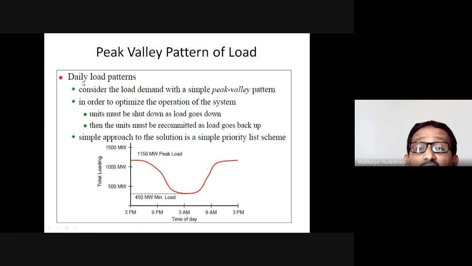This study is very effective, because this kind of load curve we will find in the station. So the load curve, megawatt versus hours of a day, and I plot a red line to show you a certain peak-valley pattern.